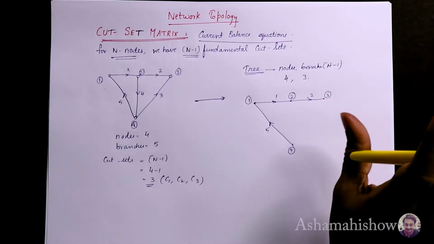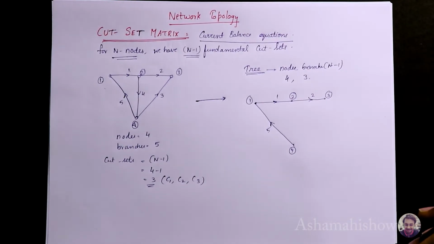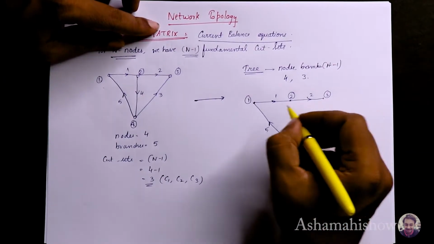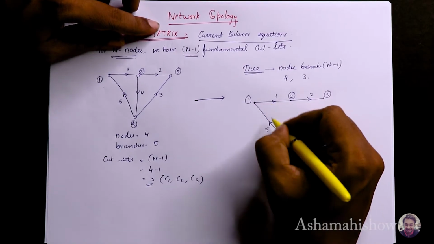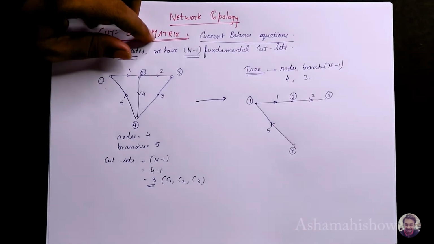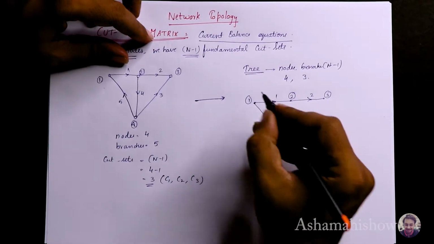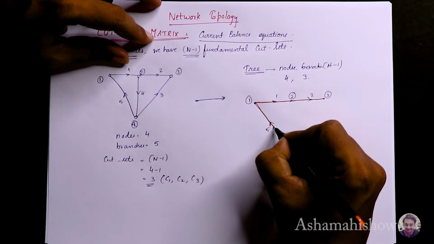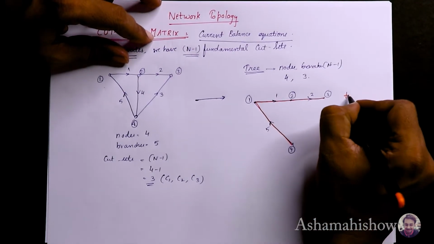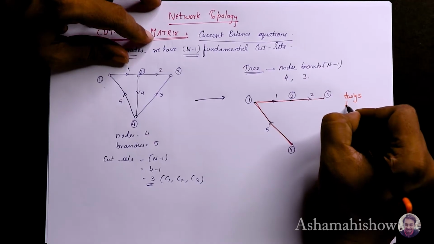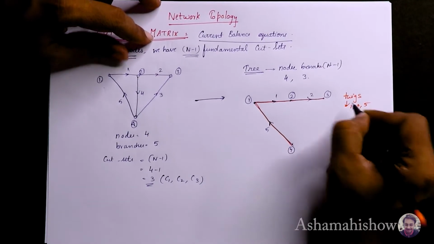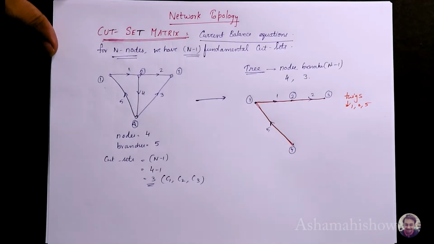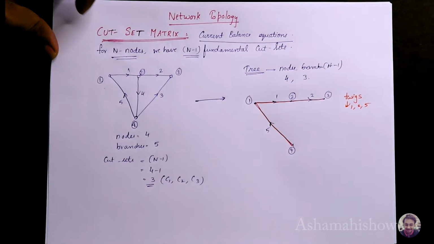So this is a simple tree. Here there is something tricky: the actual branches that we have selected are called twigs. This is my first branch, second branch and the third branch, which is 5. Twigs are the actual branches, so the actual branches 1, 2, 5 we have selected. Now what are the remaining things? The remaining ones are 4 and 3, and those are called the links.